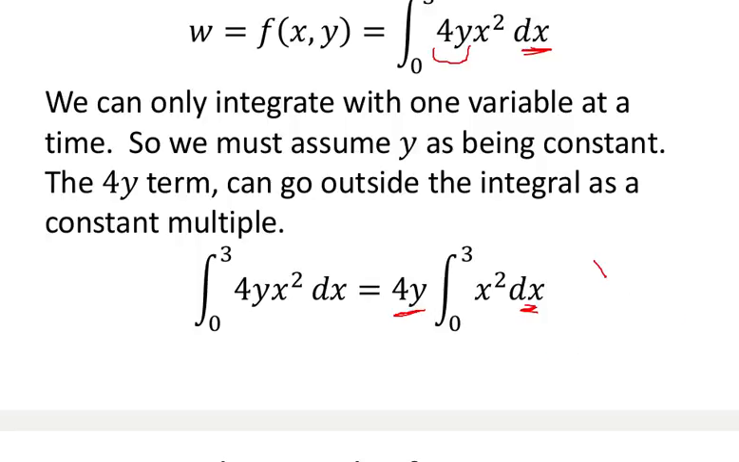So the integral of x squared is x cubed over 3, and it's going to be evaluated from 0 to 3. And this is all going to be times 4y, for whatever y is equal to. So we're going to have 3 cubed. That's going to be 27 over 3, which is going to be equal to 9. So you have 9 times 4y, you have 36y. So that's as simplified as we can get it until we find out what y is equal to.